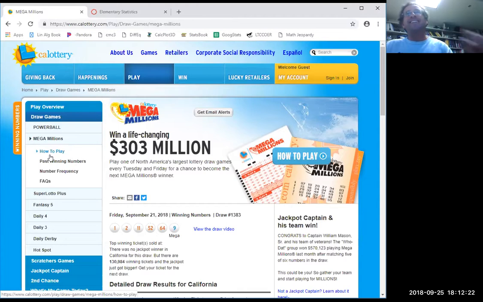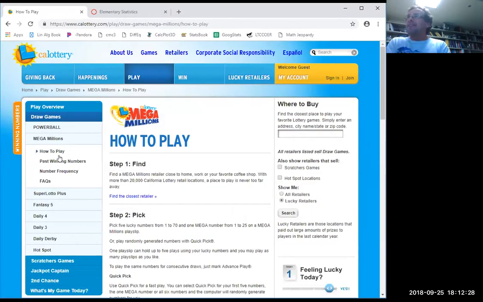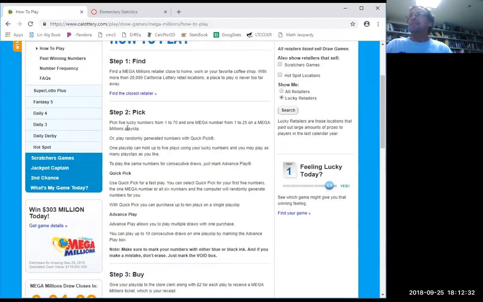I'm hoping. Okay. So the first thing I should do is how to play, because we need to understand it. I don't need step 1. I already did that. I bought it. Step 2, pick 5 lucky numbers from 1 to 70 and 1 mega number from 1 to 25. The funny thing is that I've been doing this for a lot of years now. In fact, I played the first lottery in California. That was in 1984.